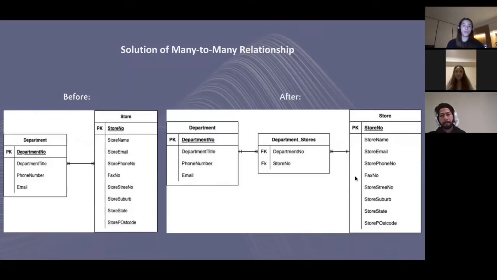Yeah, thank you. On this slide, you can see how we got rid of one of the many-to-many relationships. Because each store has many departments, it has a many-to-many relationship, as you can see on the left side of the diagram, and the solution for that is shown on the right side. We introduced another entity, department stores, and it has primary keys coming from department, which is department number, and another one, store number, which comes from the store entity.